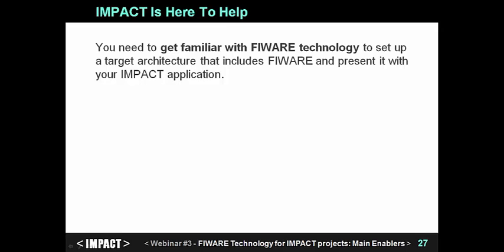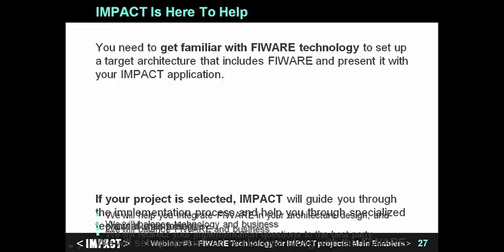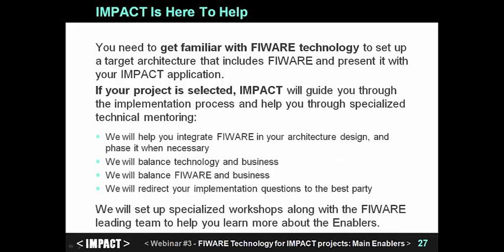As you know, you need to understand FIWARE if you want to apply to Impact. What you need to do is present a project architecture for your development that includes FIWARE technology. You don't need to implement FIWARE technology before you apply to Impact. If your project is selected, then Impact will guide you through the implementation process and we will help you do the development through specialized technical mentoring. We will help you integrate FIWARE in your architecture design. We will help you phase it if necessary.